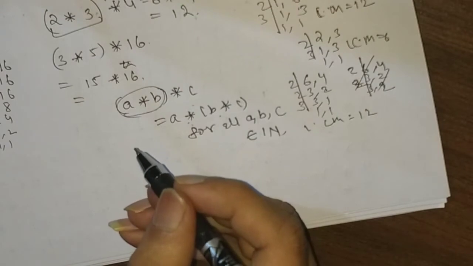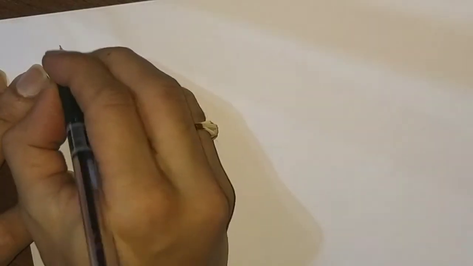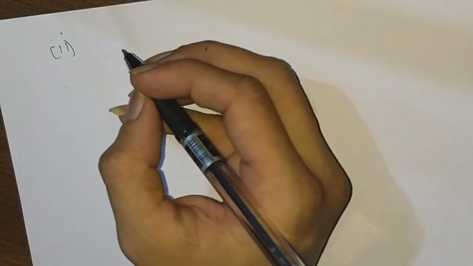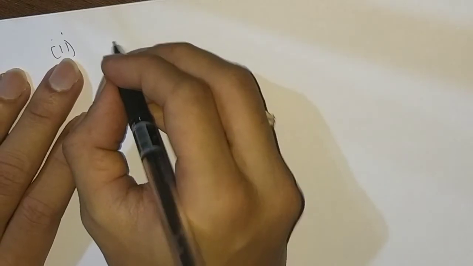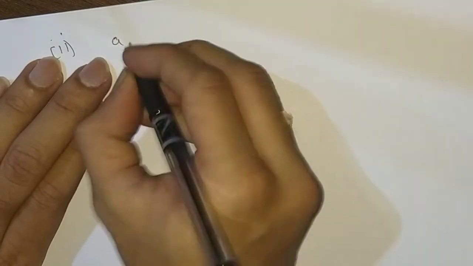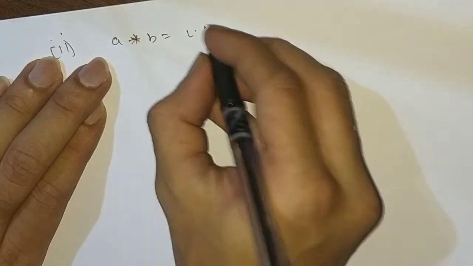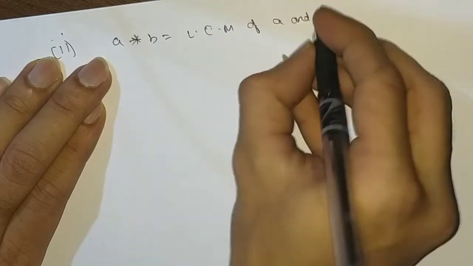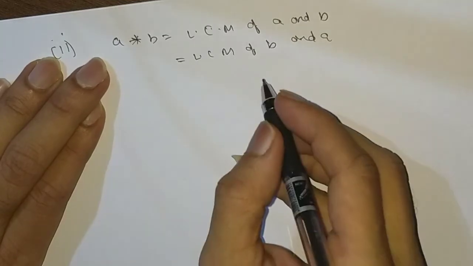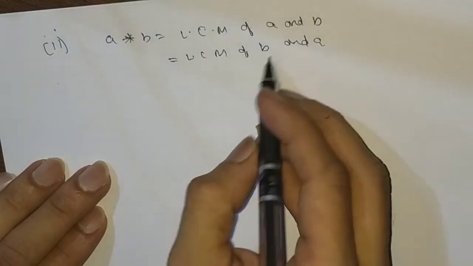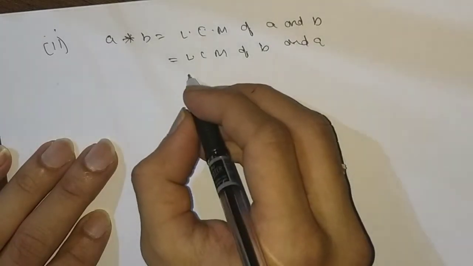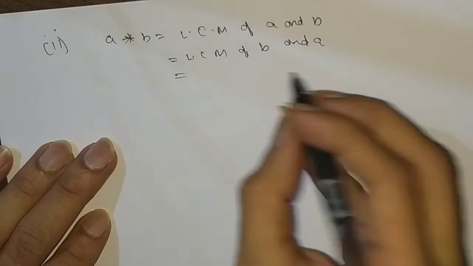Now let us do the second problem here. The second problem is: is star commutative? The star operation is nothing but the LCM of A and B. So they are asking whether star is commutative. Now, since A star B is nothing but the LCM of A and B, this we can write as the LCM of B and A. What you have to do is take the LCM of two numbers in any order, that is not important, right? The order is not important here. So the LCM of A and B is equal to the LCM of B and A.